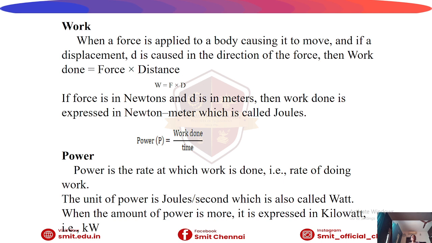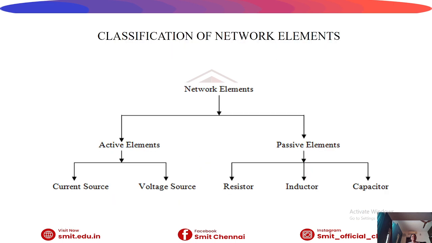Work. Work is the force applied to a body to cause it to move, and if a displacement D is caused in the direction of the force, then work done is given by force into distance, that is W equal to F into D. Now let's see power. Power is the rate at which work is done, the rate of doing work. The unit of power is joules per second, which is also called watt.